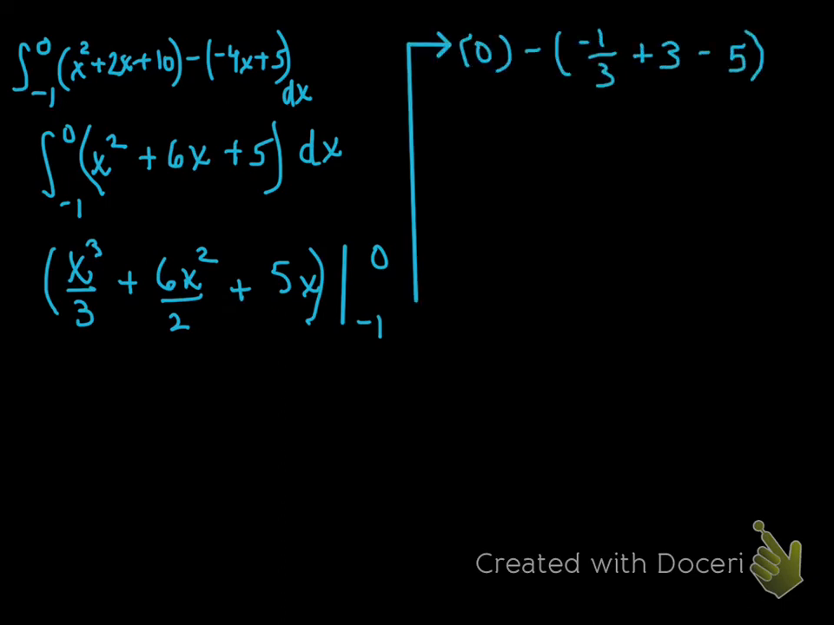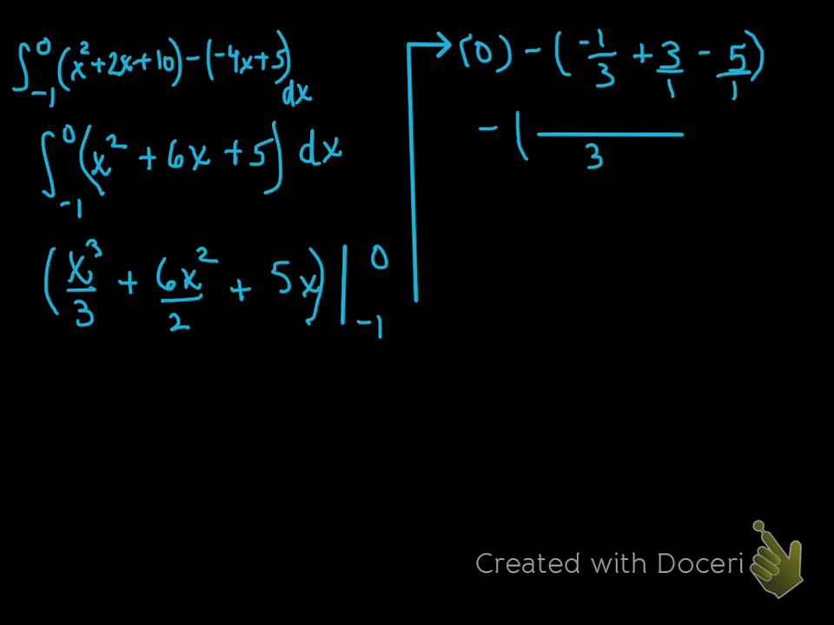Further work, first plugging in the 0 will make each of the three terms worth 0. Minus, and that minus is significant and important. This is where some students drop the ball. Make sure you have that entire quantity. And now I'm plugging in a negative 1 and getting negative 1/3 plus 3 minus 5.